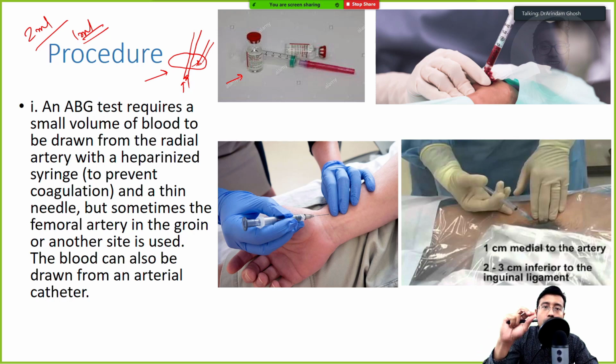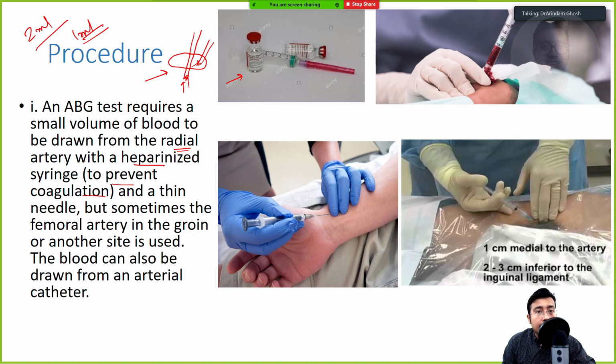So you don't need to leave 1 ml of heparin in there. No, you can push the syringe back in such a way that nothing is remaining. Even then, the amount of heparin that has stuck to the wall, coating the syringe's inner wall, is sufficient. So, a heparinized syringe to prevent blood clotting, right? Then with a thin needle, so we are talking about the radial artery first, right?